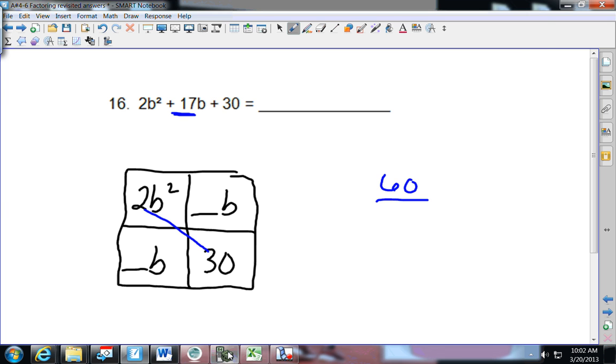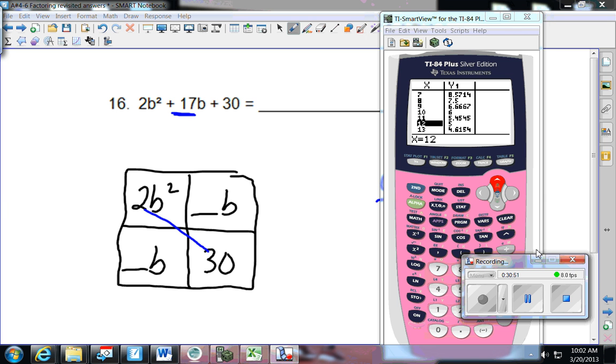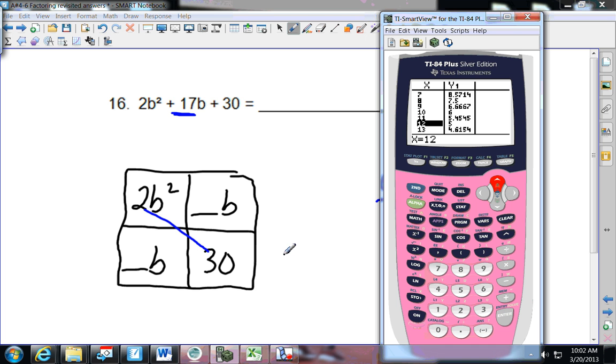So right here, let's see. 60 divided by x, second graph. What'd you find? Five and 12. Okay, so, well, let me ask how many people did this. How many people only did the factors of 30?